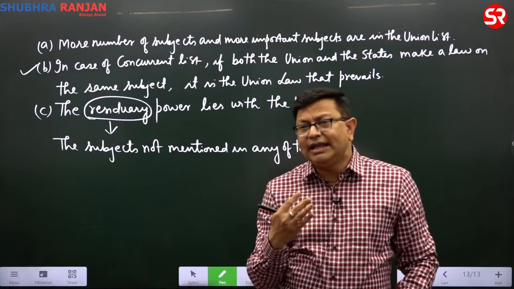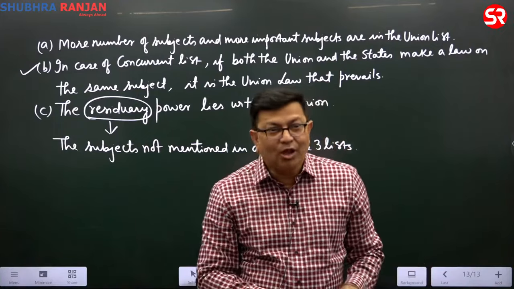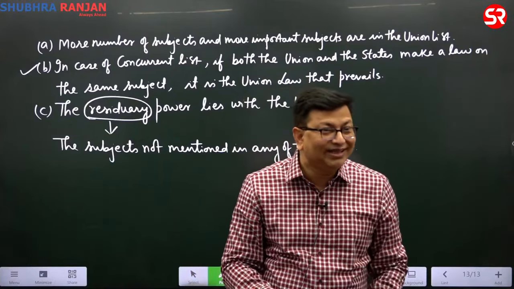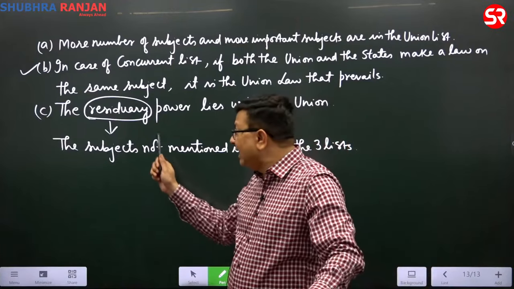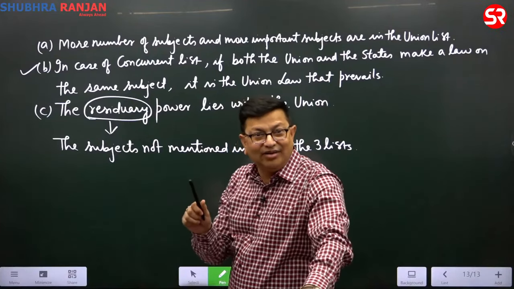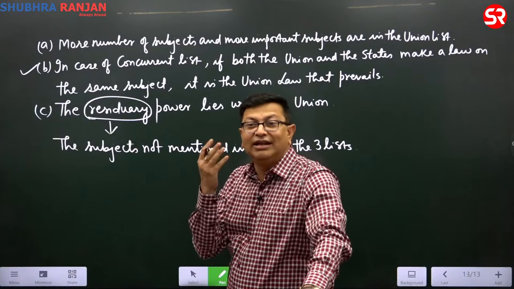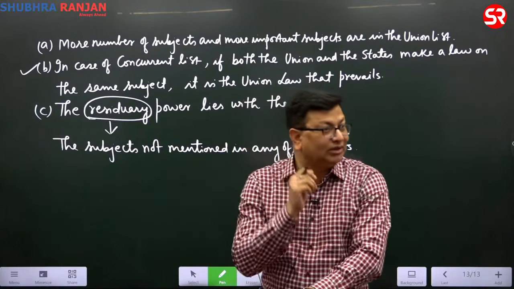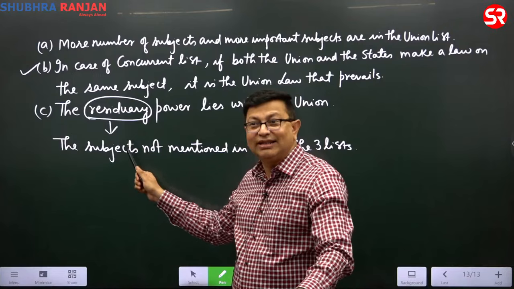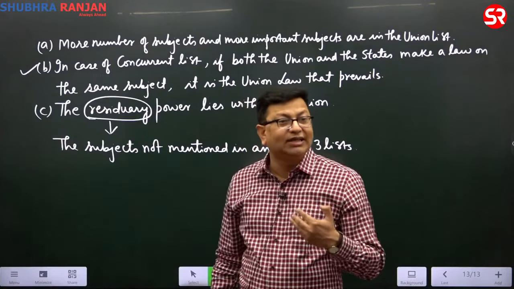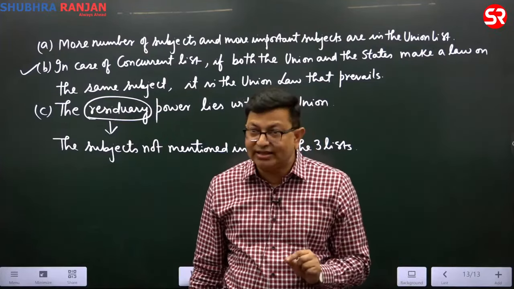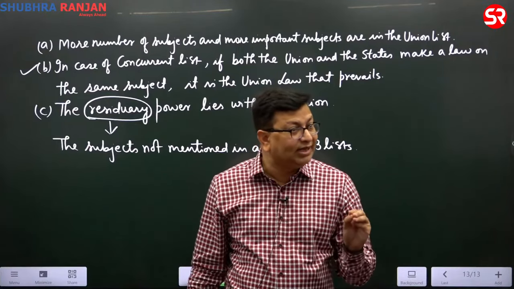When we entered the era of information technology, we felt that we need to have laws on cyber security. Cyber law was not mentioned in any of the three lists. It became a residuary subject, and the central government made laws on it. Then artificial intelligence, the central government is making laws on that, because these subjects have not been mentioned in any of the three lists. That is a residuary subject. So if someone asks you what is a residuary subject, what will you say? That a subject not mentioned in any of the three lists is considered to be a residuary subject.